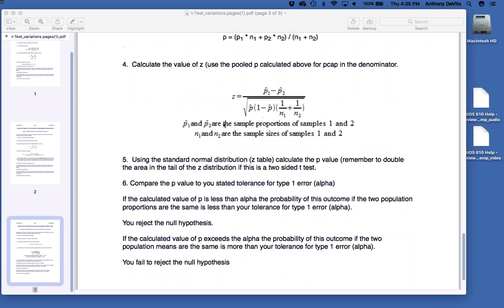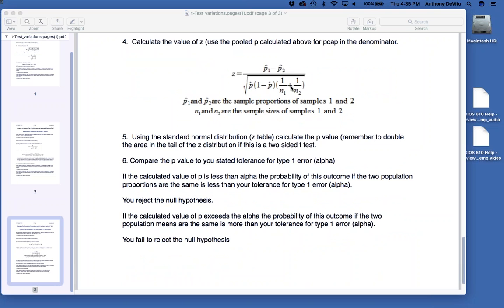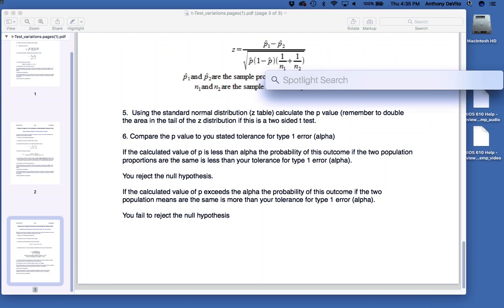Well, one of the things I wanted to mention, though, was that this is looking at the difference between two proportions. We had a question earlier that talked about the election. Let's talk about that.